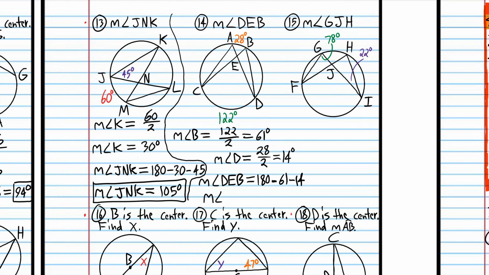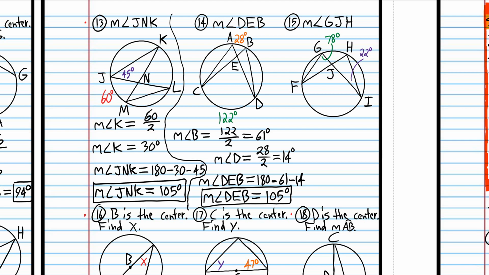So the measure of angle DEB is equal to, and you can use a calculator if you want, 180 minus 61 minus 14 equals 105. So it just happened to be the exact answer we got for number 13. That was just a coincidence.